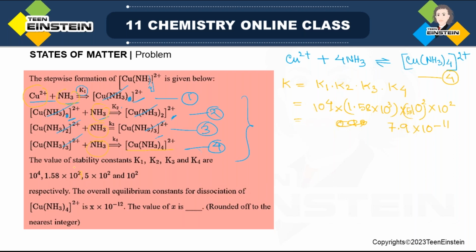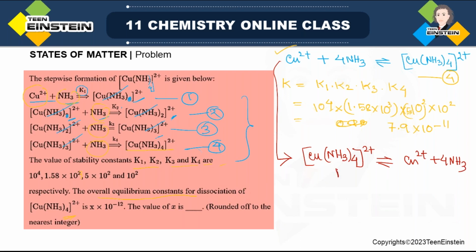But finally the question is asking for the value of the stability constant. Stability constant means for stepwise, all the values are given. But finally it is asking for the overall equilibrium constant for dissociation of this. But look at this equation. This is basically formation of the copper amine complex. This is not dissociation of the copper amine complex. When you are talking about dissociation, it is basically the reverse reaction. So if I reverse this reaction, what will happen? Now I will write copper tetraamine on this side, and then I will write copper 2 plus and 4 ammonia on the right hand side. So this is basically dissociation.